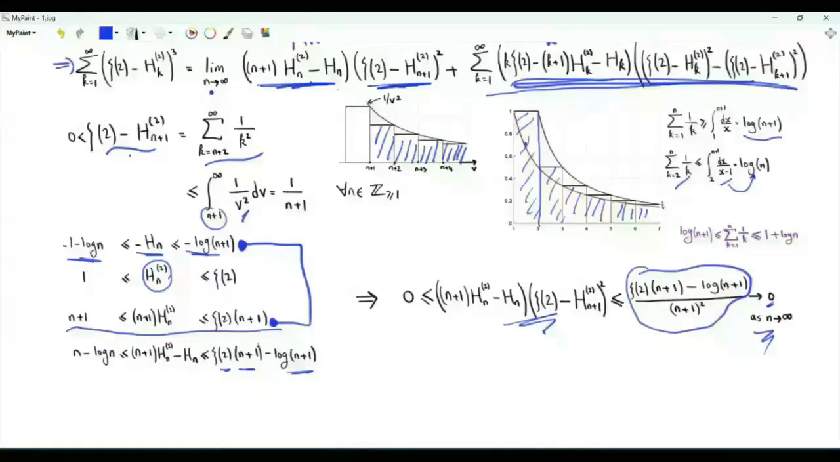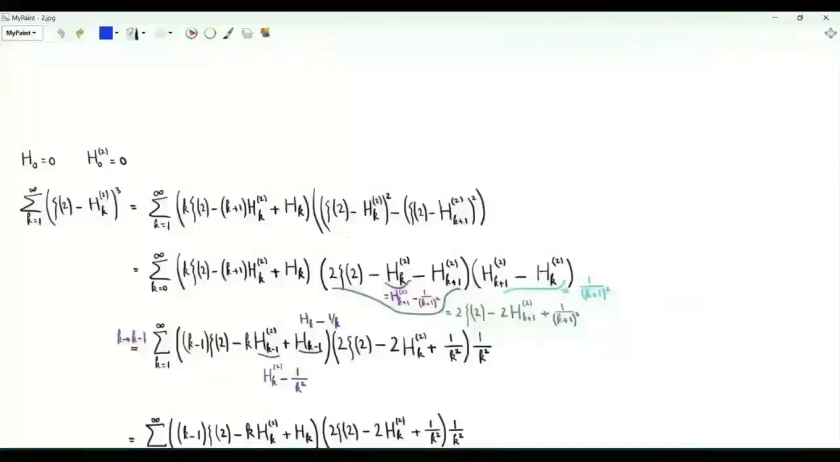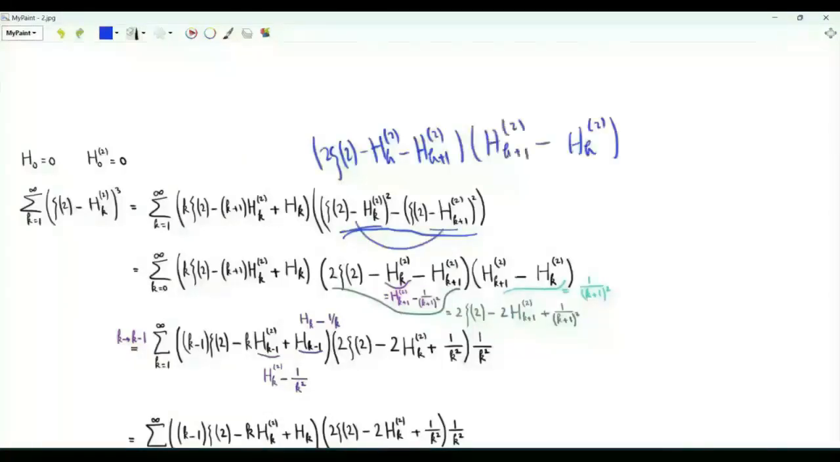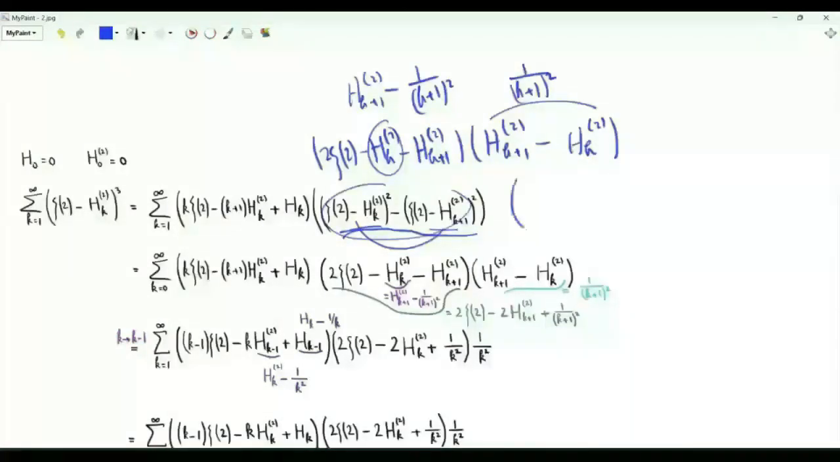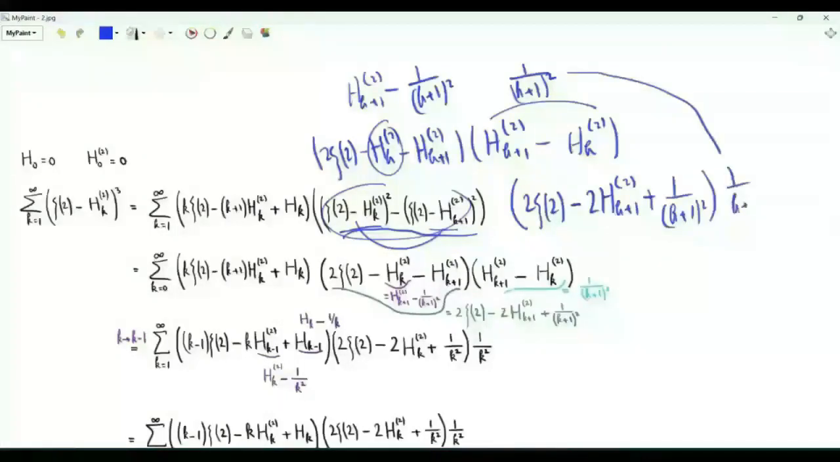The sum of interest is equal to this sum here. We have a difference of two squares. This is equal to the product of the sum and the difference. The difference is 1 over the square of k plus 1. This is H_{k+1} minus 1 over k plus 1 squared. This part is equal to this bracket times 1 over k plus 1 squared.